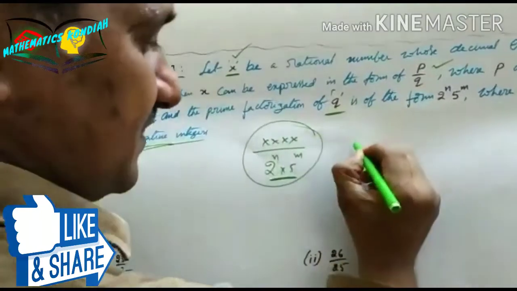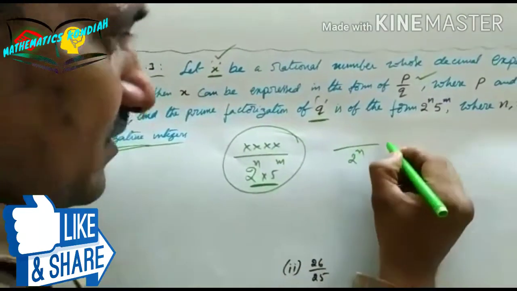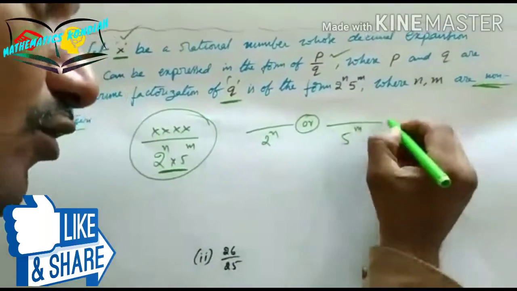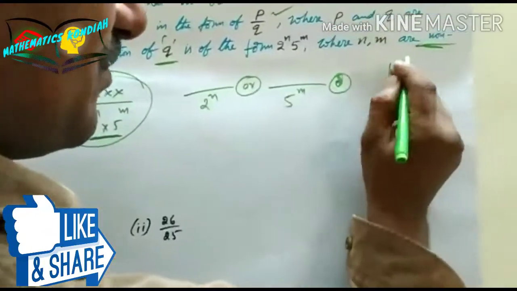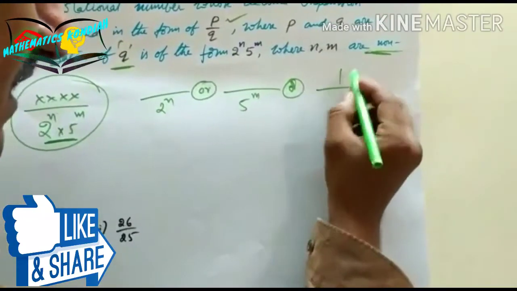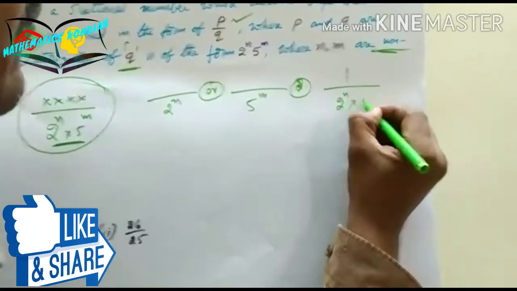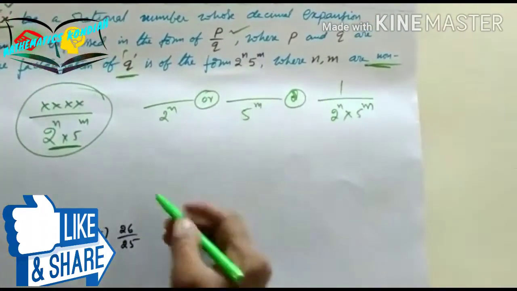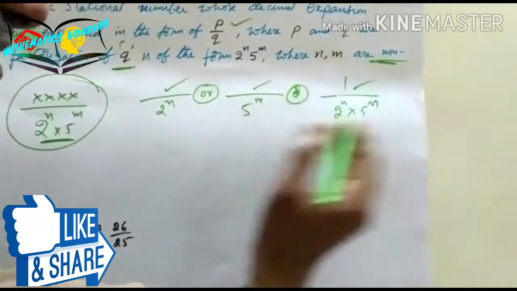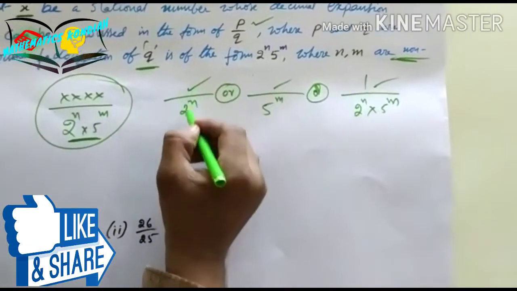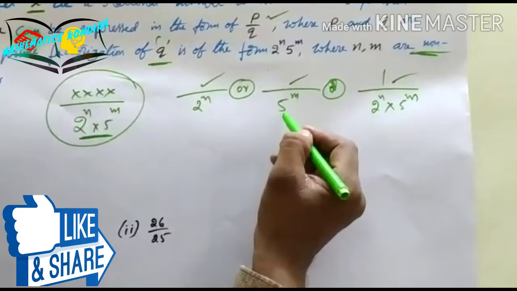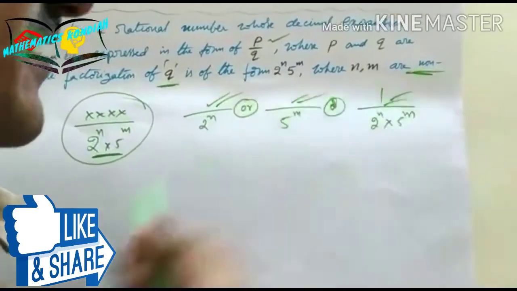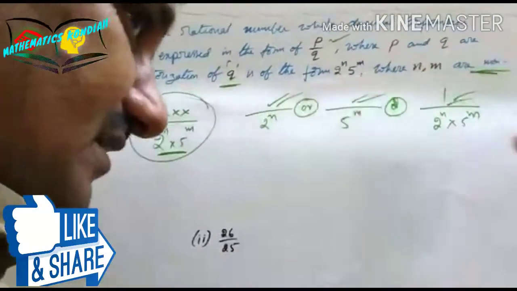For example, the denominator portion may be 2 power n alone, or 5 power m alone, or 2 power n into 5 power m. Whatever the numerator may be, anything by 2 power n, anything by 5 power m, or anything by 2 power n into 5 power m, the fractions are terminating, otherwise non-terminating.